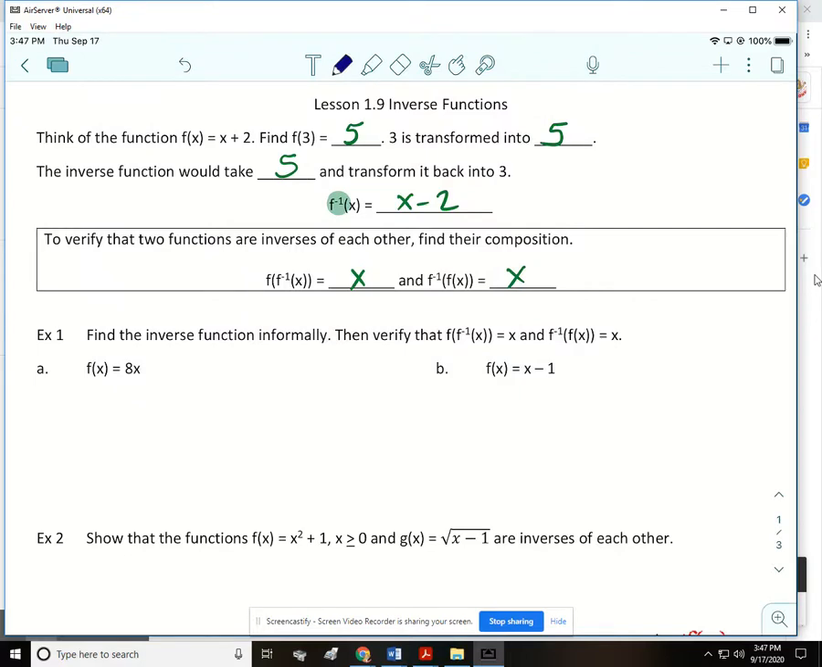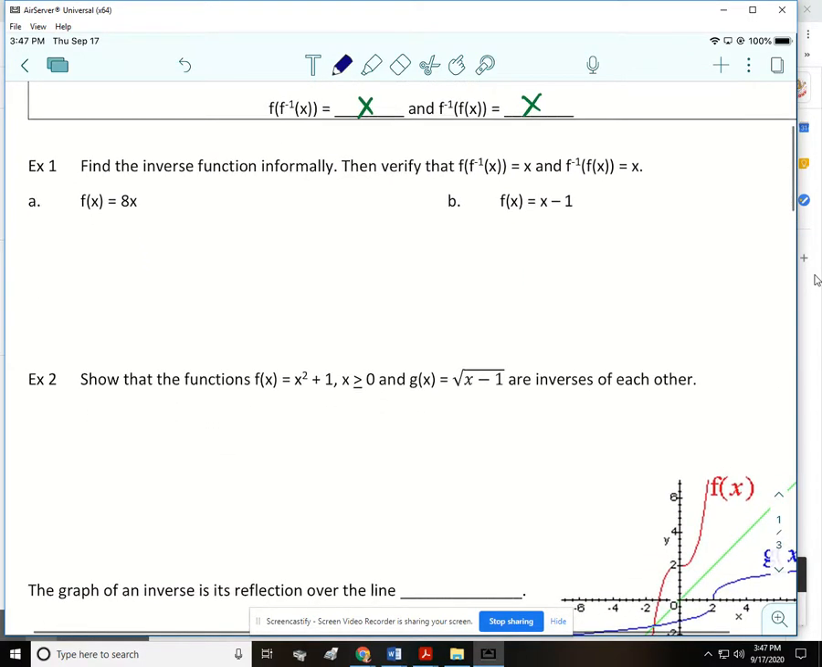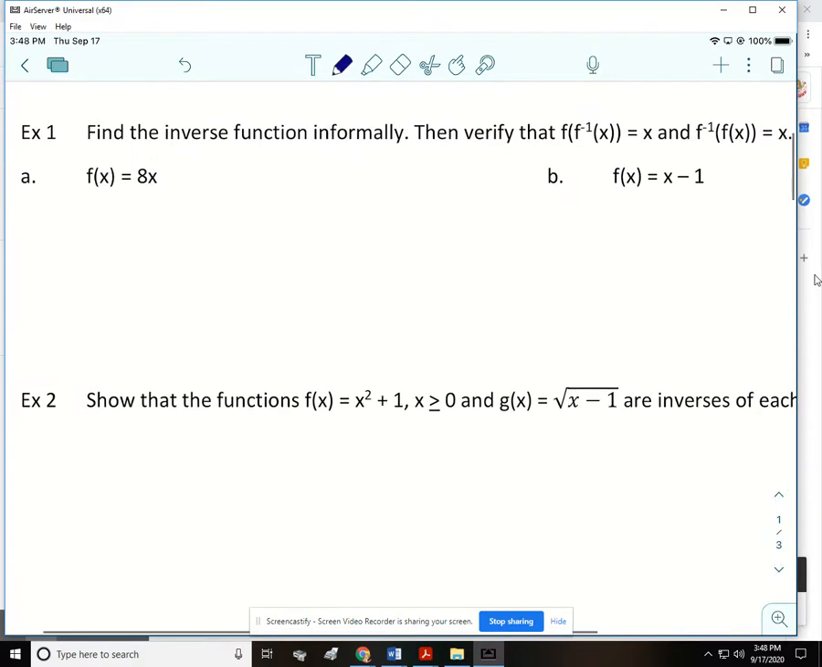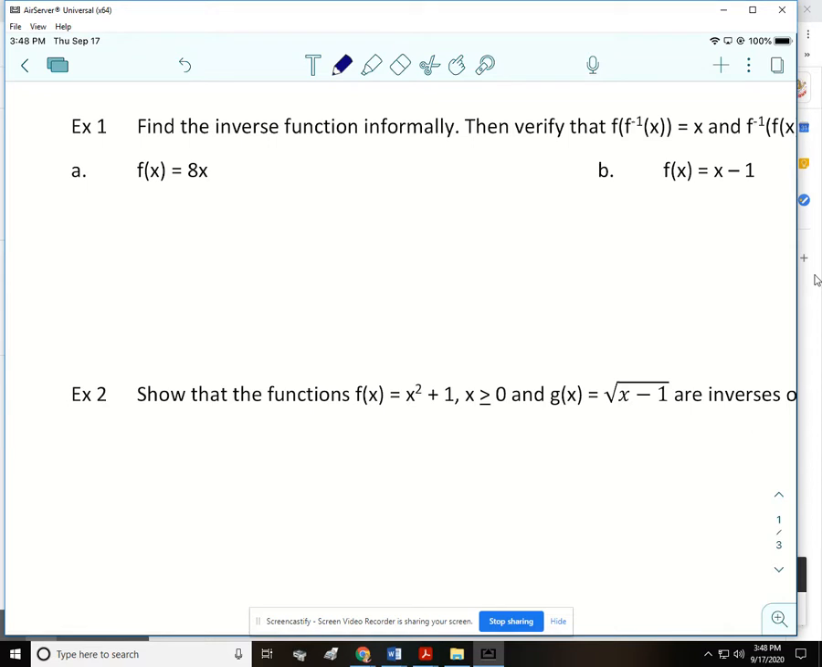All right, so on example 1, we're going to find the inverses informally. So these will just be simple functions that we can find the inverses of pretty quickly. And then we're going to verify using their compositions. So we start with f of x is equal to 8x. If you start thinking, what is the inverse of multiplying by 8? That is going to be dividing by 8. Multiplication and division are inverse operations. Okay, so that's the first part. That's finding the inverse informally.